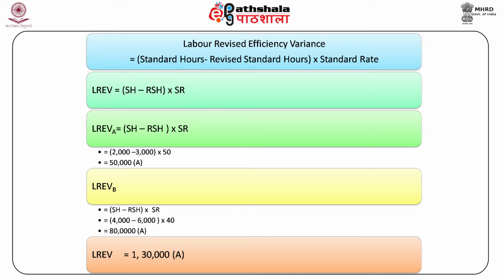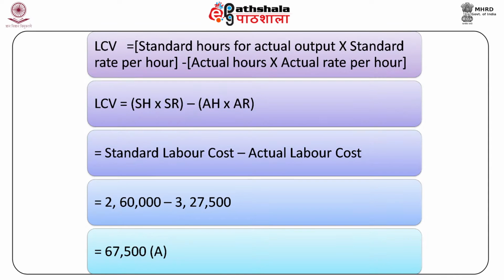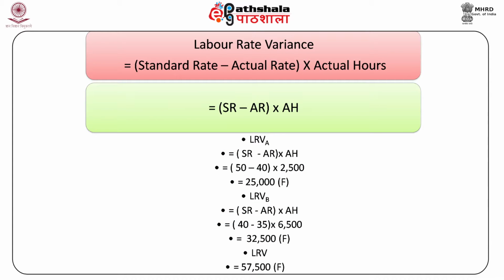LREV now will be 1,30,000, which is adverse. Let us also calculate labor cost variance, labor rate variance and labor efficiency variance in this example. LCV is equal to standard hours for actual output into standard rate per hour minus actual hours into actual rate per hour, or LCV is equal to SH into SR minus AH into AR. Putting the figures in the formula, 2,60,000 minus 3,27,500, that makes it 67,500 adverse.